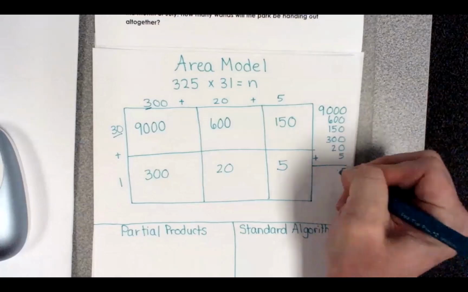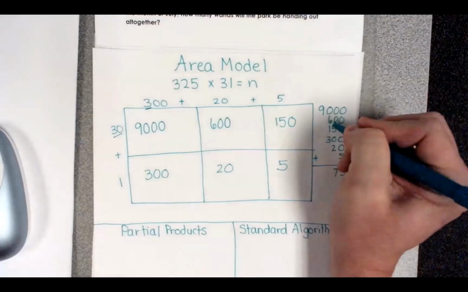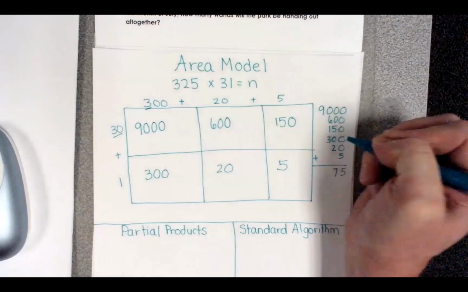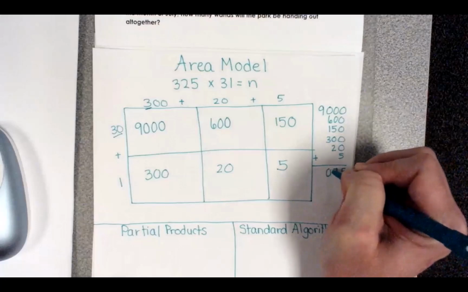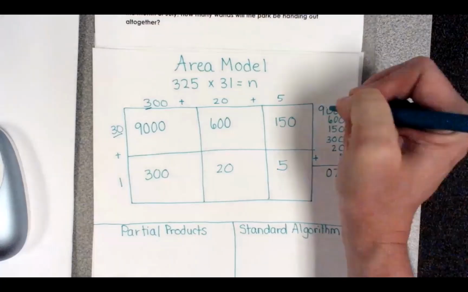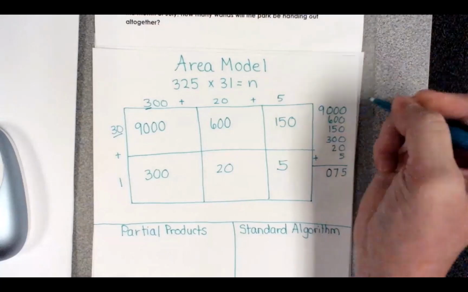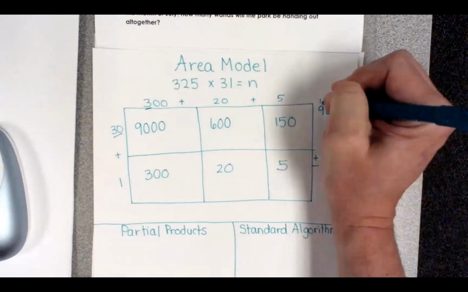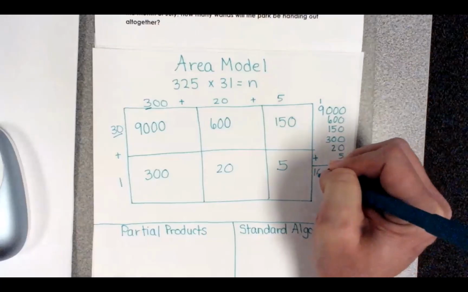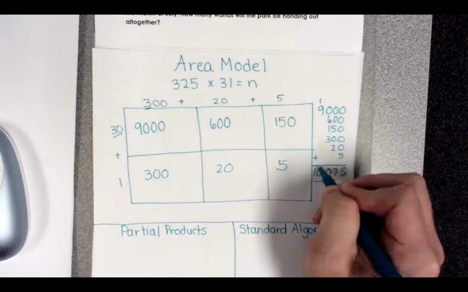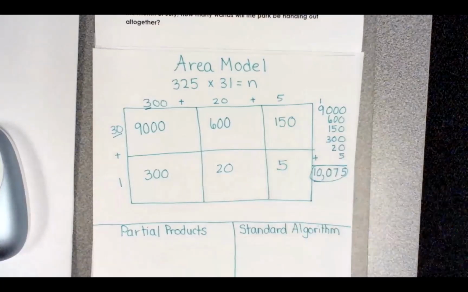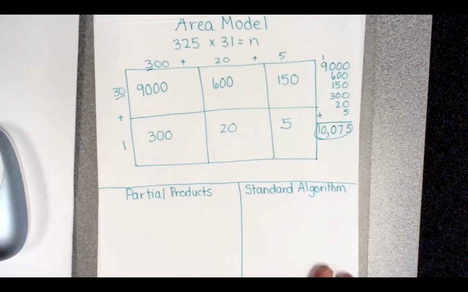I have 5 plus 2 is 7. I have 6 plus 1 is 7, plus 3 is 10. Can't put 10 in one place. So I will put the 0 in the hundreds, and I'm composing 10 tens to make 10 hundreds to make 1,000, and 1 plus 9 is 10. So that gives me 10,075. So how many wands were passed out at Universal Studios in July? 10,075.